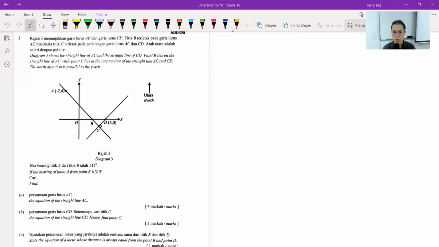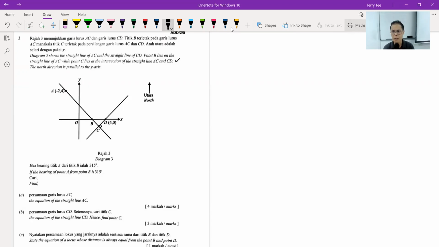Okay, moving on to question number 3. This is from the chapter Coordinate Geometry. So here we have a diagram that shows a straight line AC and CD. B lies on the straight line AC, where C lies on the intersection between AC and CD. They're all given here. The north direction is parallel to the y-axis.